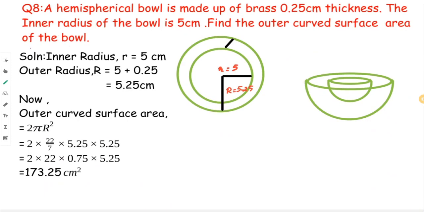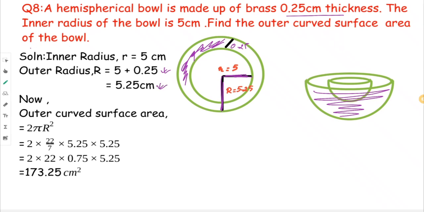Alright, question number 8. A hemispherical bowl is made out of brass 0.25 in thickness. So this is the thickness, alright? How much? 0.25, the thickness of the bowl. The inner radius of the bowl is 5 centimeter. Inner means from here till here is 5. Find the outer curved surface area. Outer, right? So I have to only find this outer curved surface area, which means I still need to know the outer radius. Outer radius will be from here till here, which will be the addition of 5 plus the thickness 0.25, and I'm going to get the outer radius to be 5.25 centimeter.